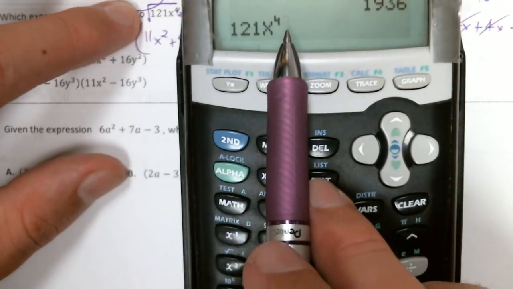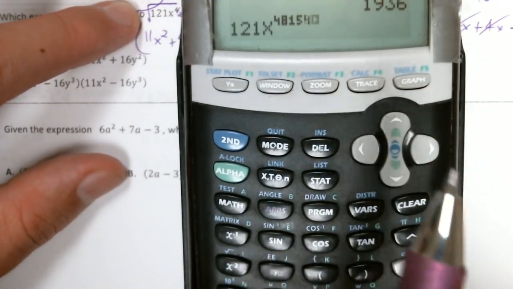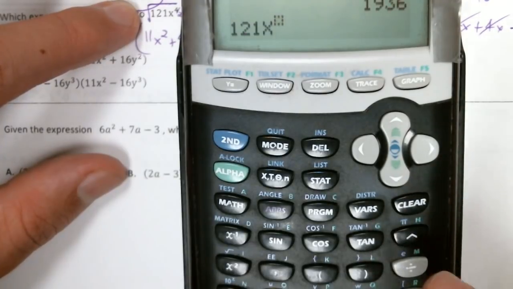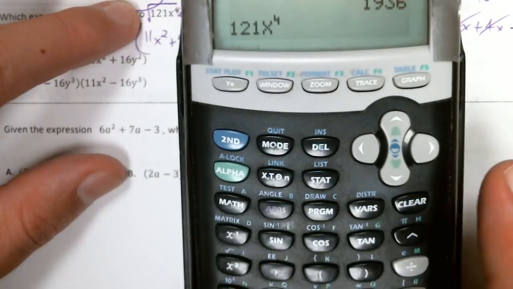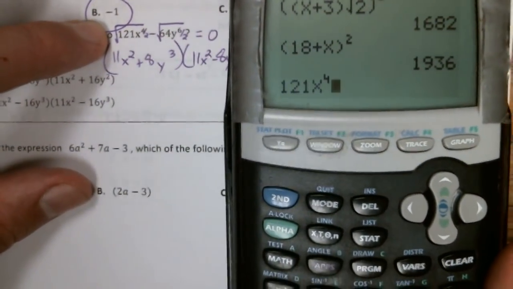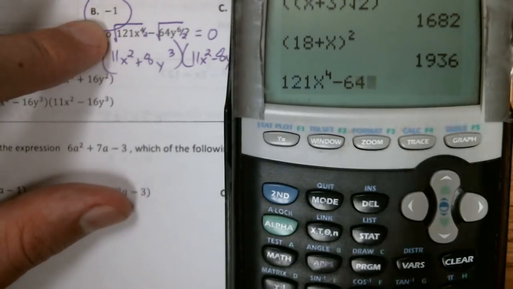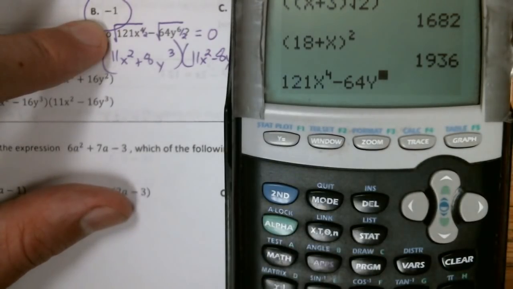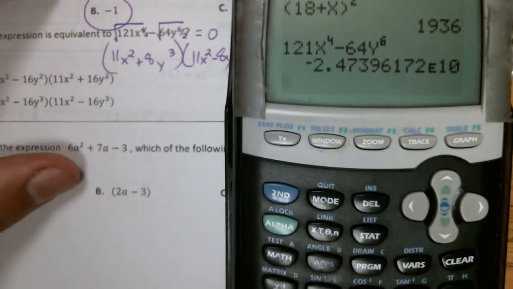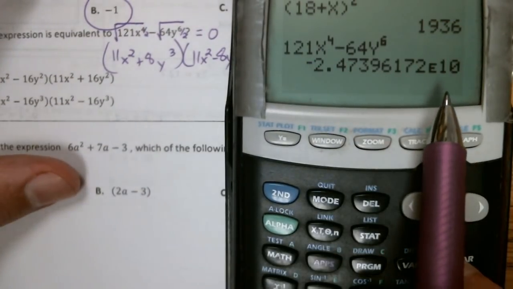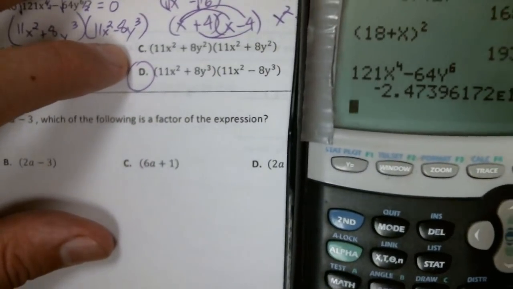If you have my calculator, look where the cursor is. It's up in the superscript. You can't do that. If I start pressing buttons, notice I'm still up in the superscript. I don't want that. So I've got to press x to the 4th, then press the over button and drop back down. So 121x to the 4th minus 64y raised to the 6th, and I get a number. Fine, whatever. I don't care what that number is. It's got 10 zeros behind it. That's fine. Let's type in what we think that simplifies to.